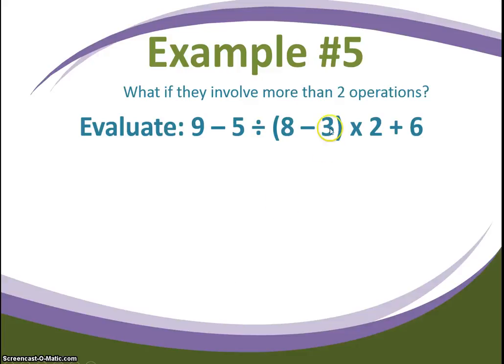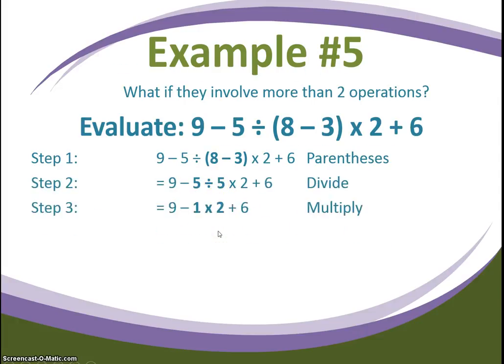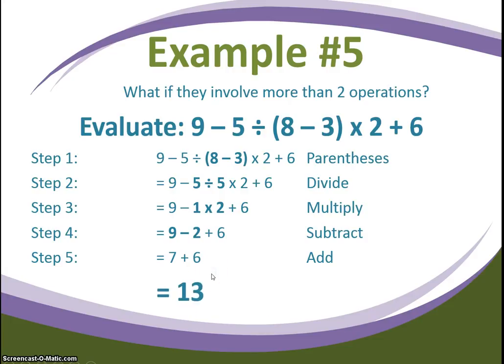So here, I'm going to look for parentheses first, and 8 minus 3 is 5. Then, I don't have any exponents, so I'm working with multiplication and division. But here, division comes first, so I'm going to divide first. 5 divided by 5 is 1. Then I can work with my multiplication. 1 times 2 is 2. Then, again, addition and subtraction is left to right, just like multiplication and division. So 9 minus 2 is 7, and then I go ahead and add 6 to that, and I get 13.